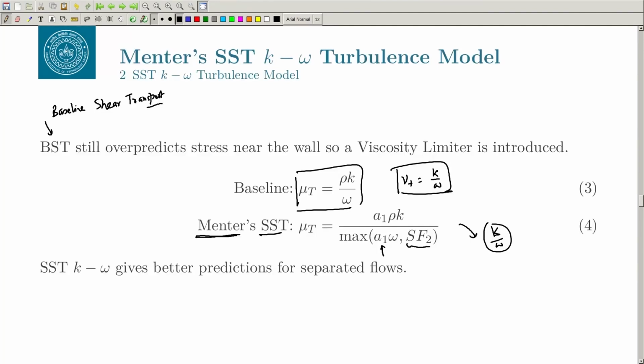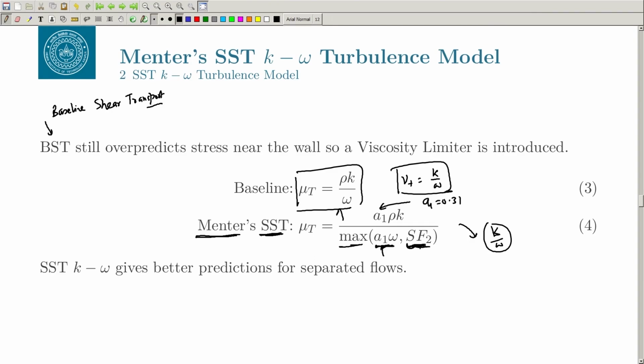So, what Menter's SST does is use some kind of limiter here. You can see the function, this is a max function. So, it will take a max of this, and because this is in the denominator, the value of k by omega, or basically the effective k by omega, will go down. So, Menter's SST is the most popular model now. With the viscosity limiter, you can actually change this value of the limiter. I think the default value of the limiter is A1 equal to 0.31. Wherever A1 omega is greater, you will get back to mu t equal to rho k by omega.